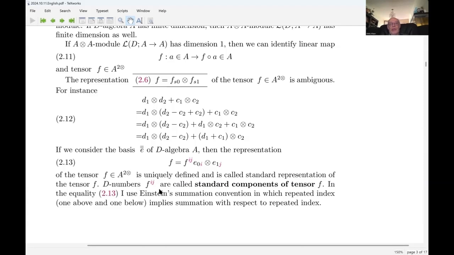The numbers f^{ij} are called standard companions of tensor f. In the equality 2.13, I use Einstein's summation convention in which a repeated index, one above and one below, implies summation with respect to the repeated index.